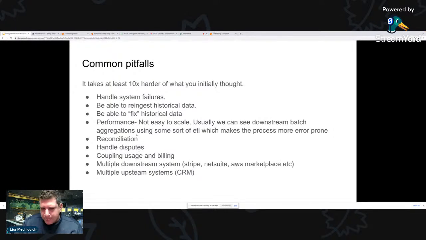Disputes. Another common pitfall that I saw is coupling usage and billing. So many times people just have a table of billing instead of usage, and they bill and meter in the same table, which is very wrong and very hard to decouple later on. So really decouple usage, which is the developers and the engineers who push data, and then there's a subset of that which is actually for billing, right?